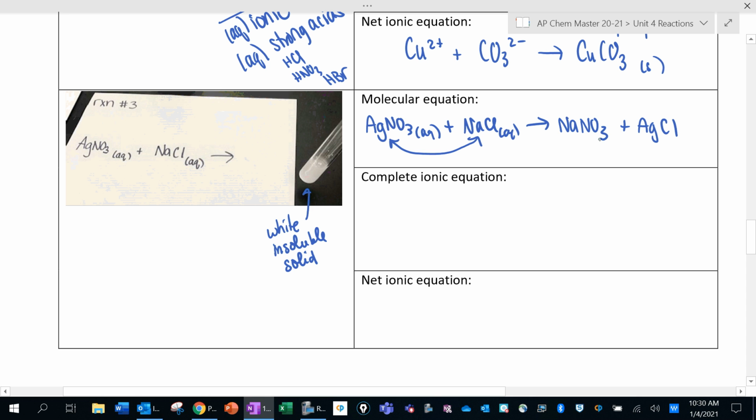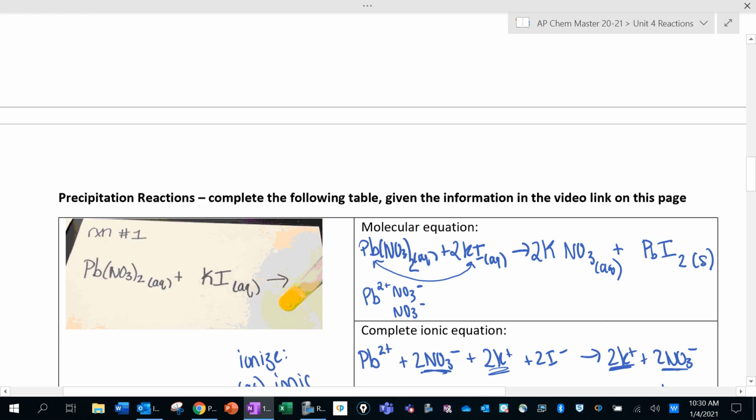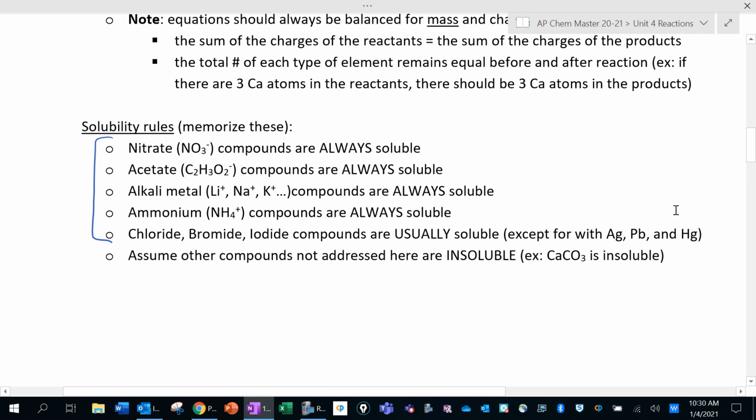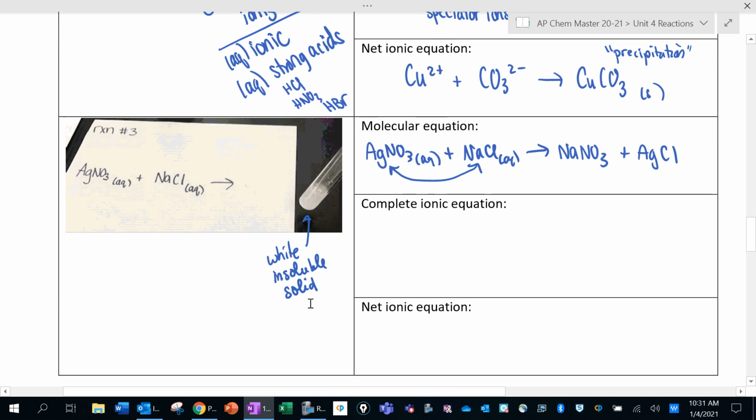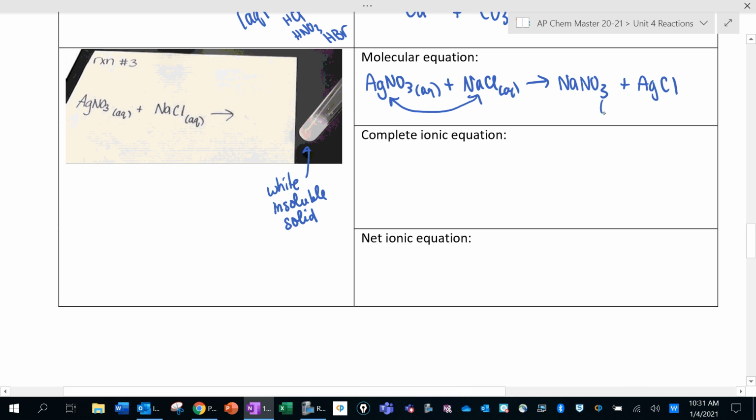So this compound contains a nitrate. We will see nitrates popping up often in this type of reaction. So any compound containing a nitrate is going to be soluble as per my solubility rules. So this is something that's good to print out maybe, or make flashcards, or these are things that you should know. Nitrate compounds are always soluble. So my nitrate's going to be soluble, so it's aq, it's aqueous. My silver chloride, you'll see that chlorides are usually soluble except when bonded with silver, lead, or mercury. So this is my solid.